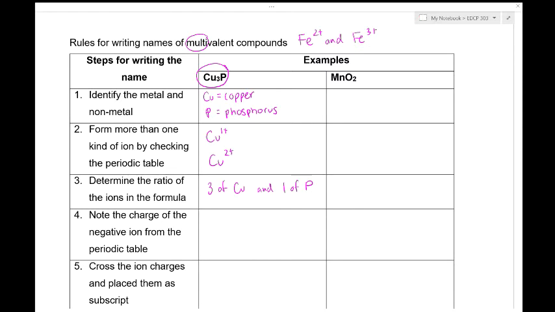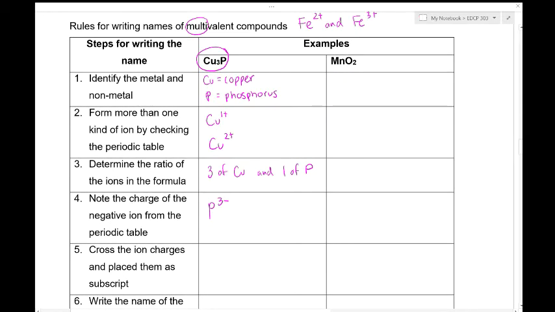Now, step 4 tells us to note the charge of the negative ion from the periodic table. So P, phosphorus, has a charge of 3-. That's fairly big, bigger than the 2 and 1 that we have here. So therefore, it follows the rule at the moment.